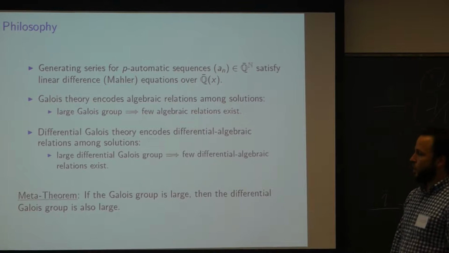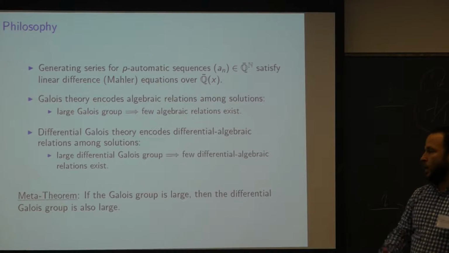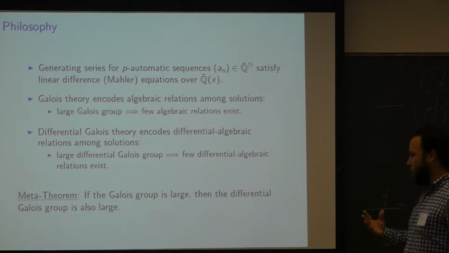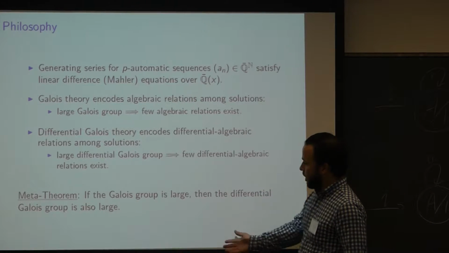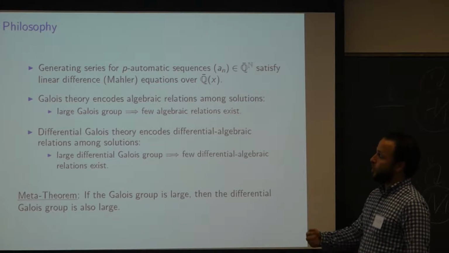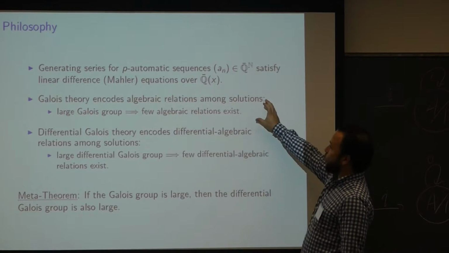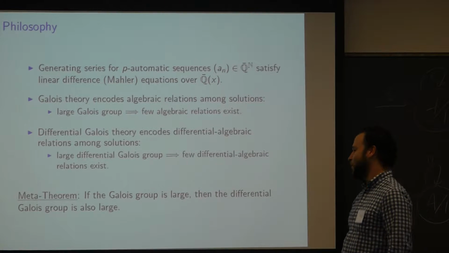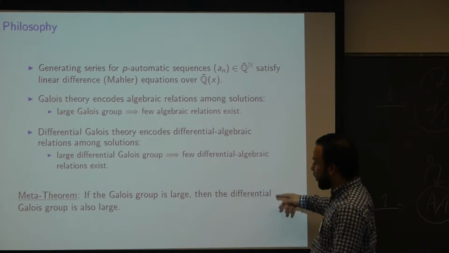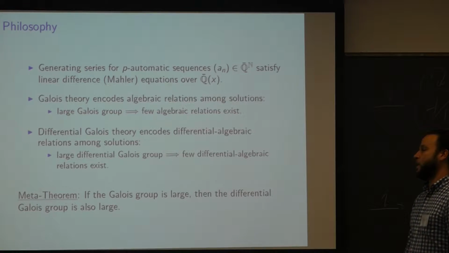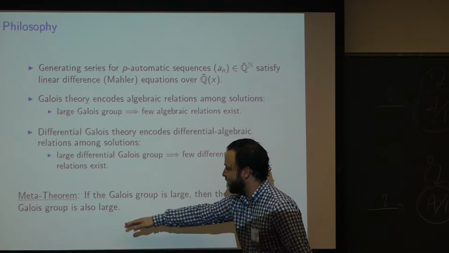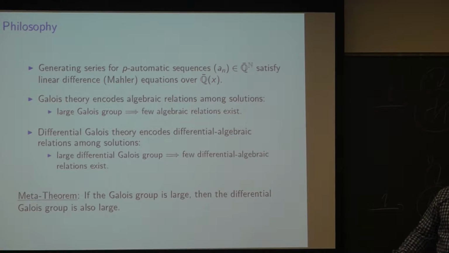So what all of these results are, the flavor of the results of Thomas, Charlotte, and Julian, and ours as well, is that in many situations, if you can show that the algebraic non-differential Galois group is large enough, then the differential Galois group will also be large. I should warn you that the word large here means two different things in each clause, but I'll get to what I mean precisely by that.